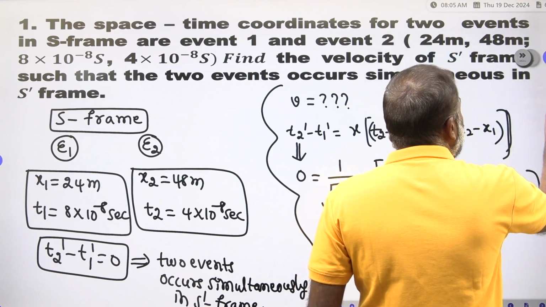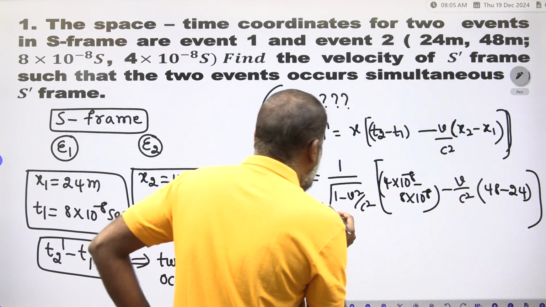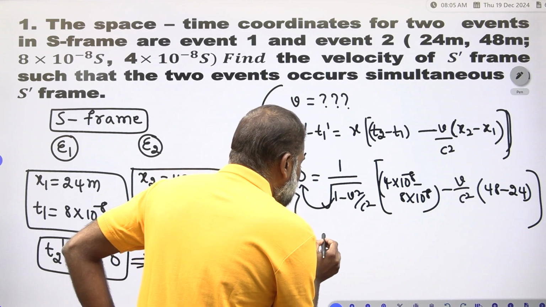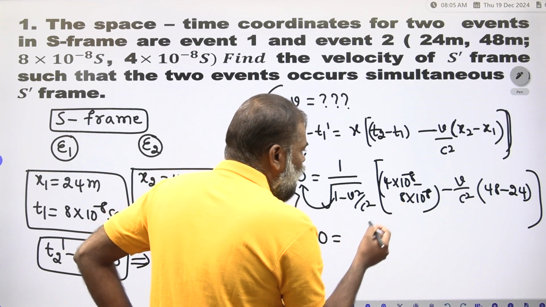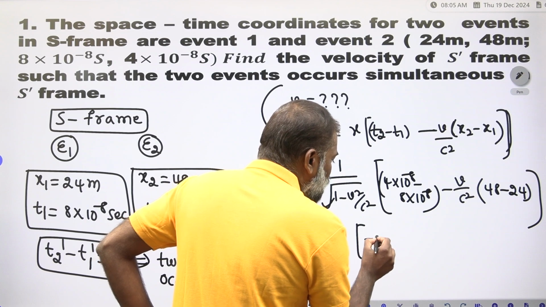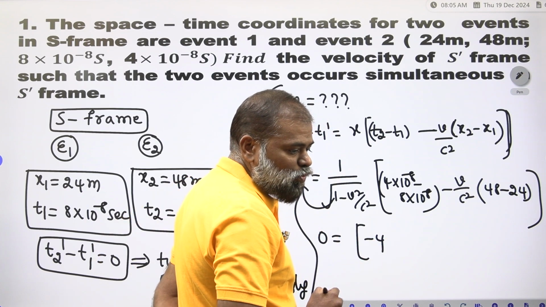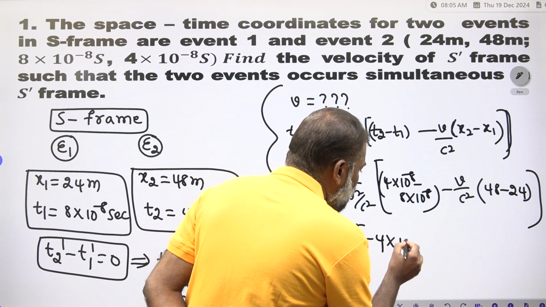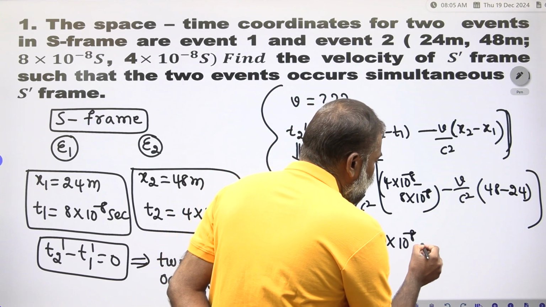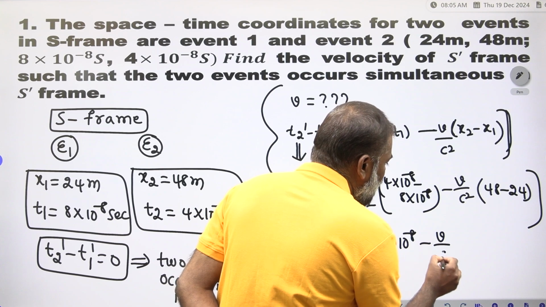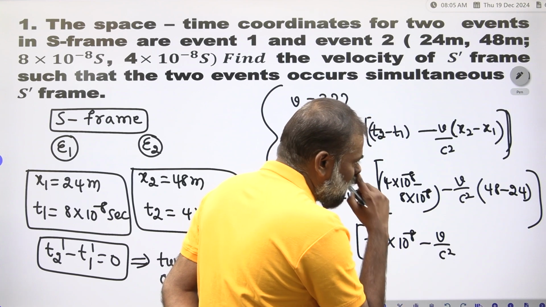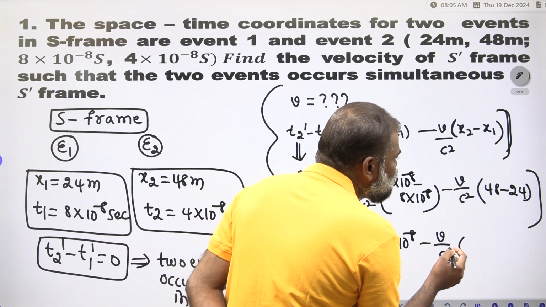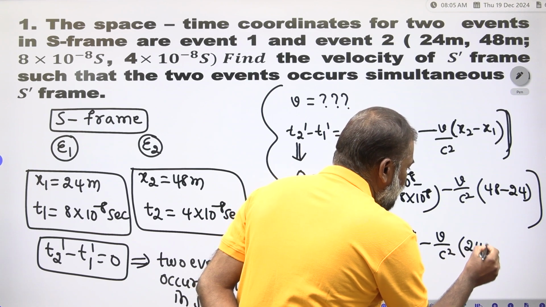Once you substitute the values, the left side is 0 into something, which is equal to 0. Now we get minus 4 into 10 to the power of minus 8, minus v by c square into 48 minus 24.